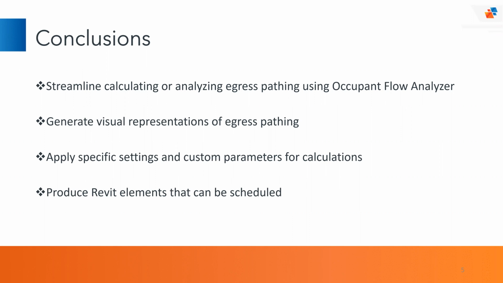And finally, you could produce Revit elements that can be scheduled. So you could schedule these specific families, which are generic models. And also we saw we can change and modify the family based off its nodes to have a true or a more updated and accurate egress path.